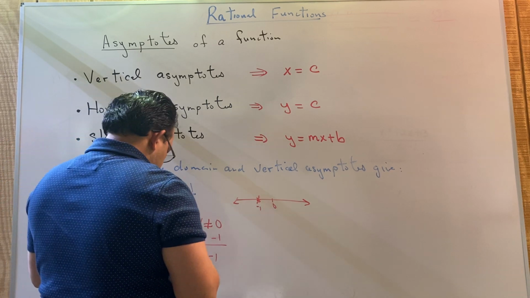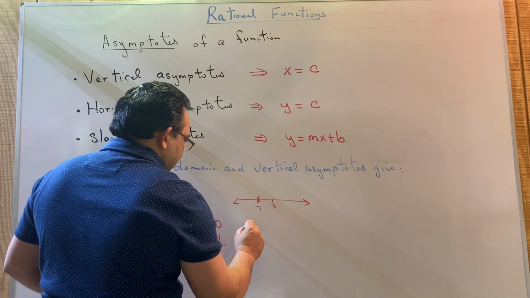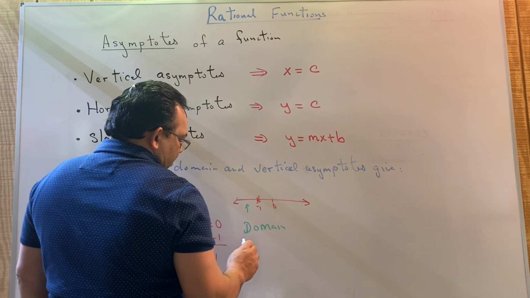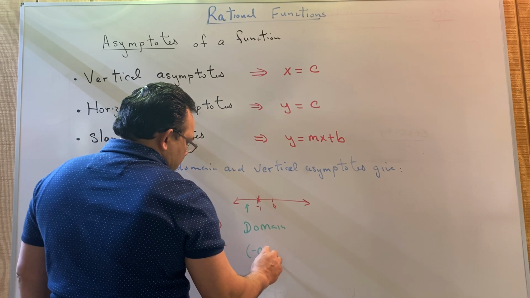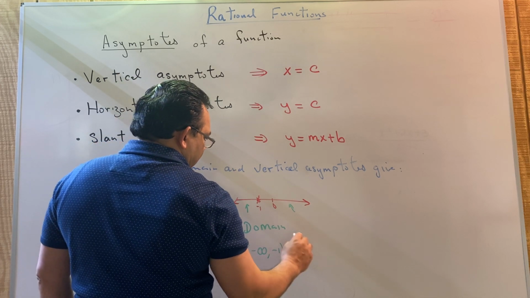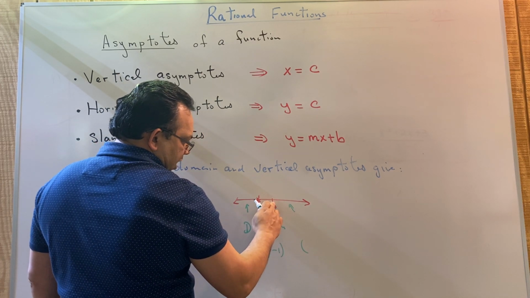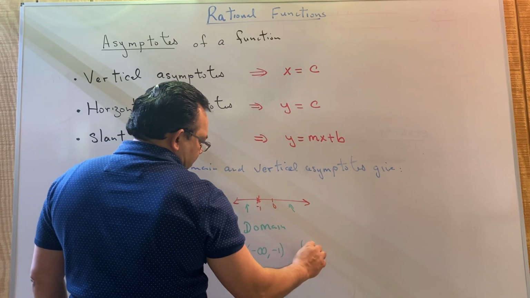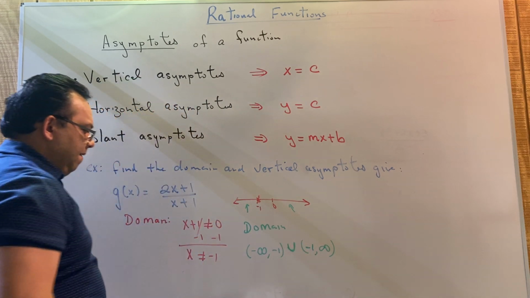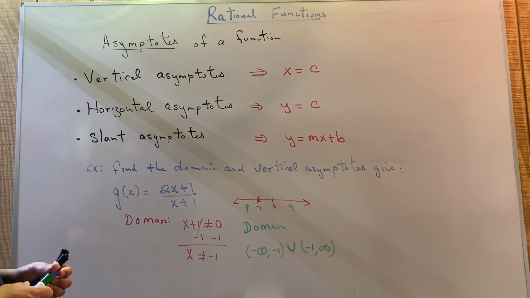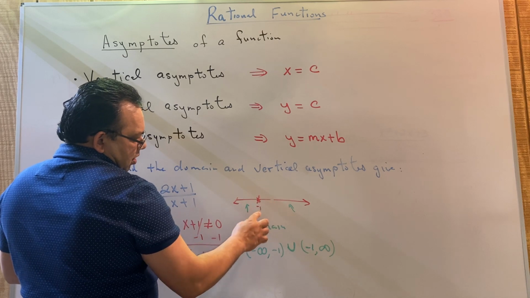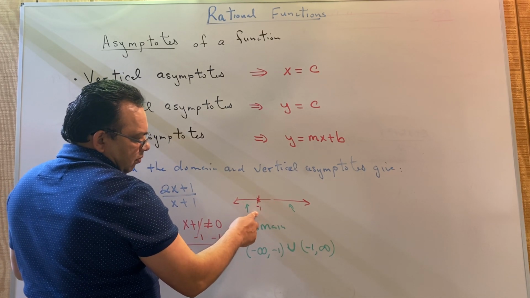Well, our domain will be, on this side, from negative infinity to negative 1. And then on this side, from negative 1 to infinity. We're not taking out 0, I just put 0 there. To bring the two of them together, we union them. That will be the domain of the function. Sometimes we'll have more than one excluded value, but the only value we're taking out here is negative 1.